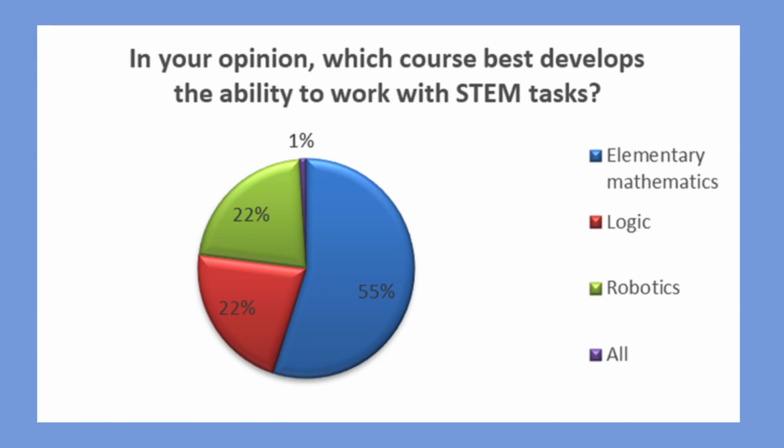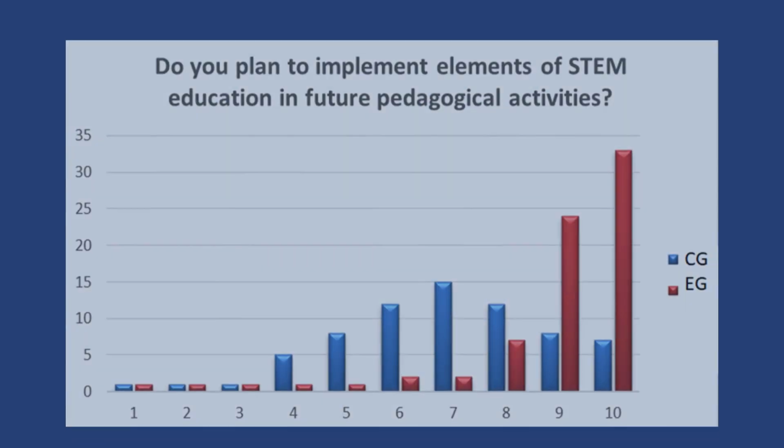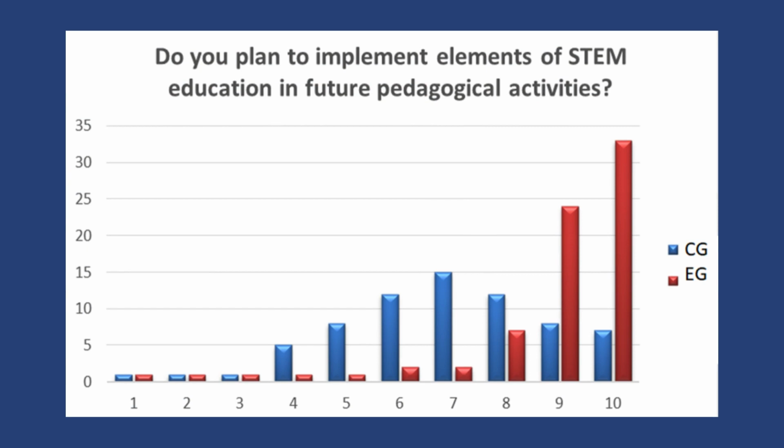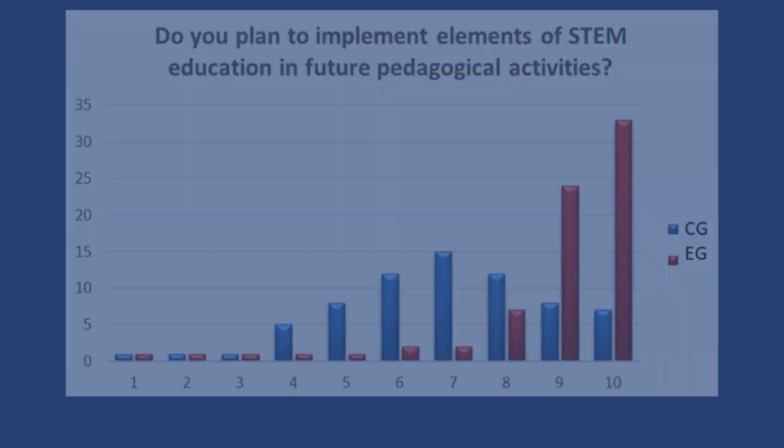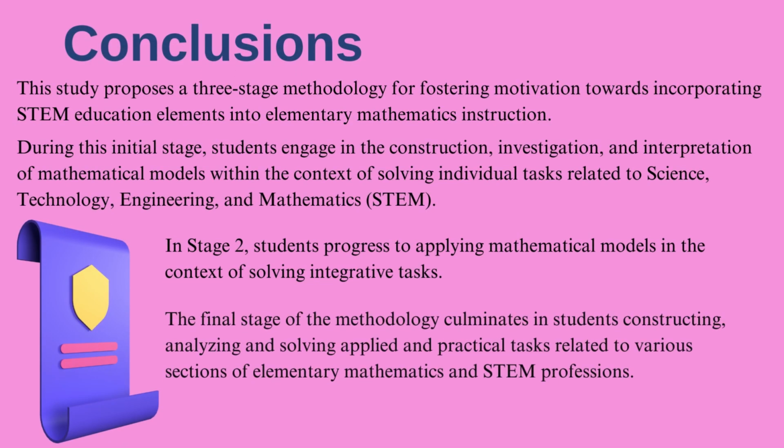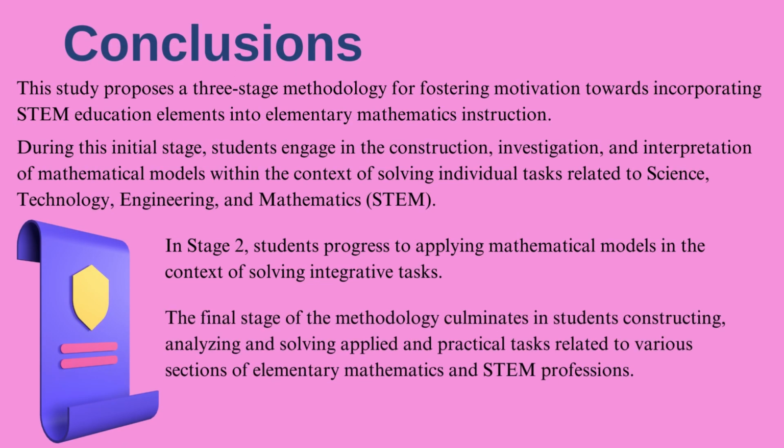As you can see on the slide, this presents an example of student responses during the first stage of the experiment. As you can see on the slide, this presents an example of student responses during the second stage of the experiment. This study proposes a three-stage methodology for fostering motivation towards incorporating STEM education elements into elementary mathematics instruction.